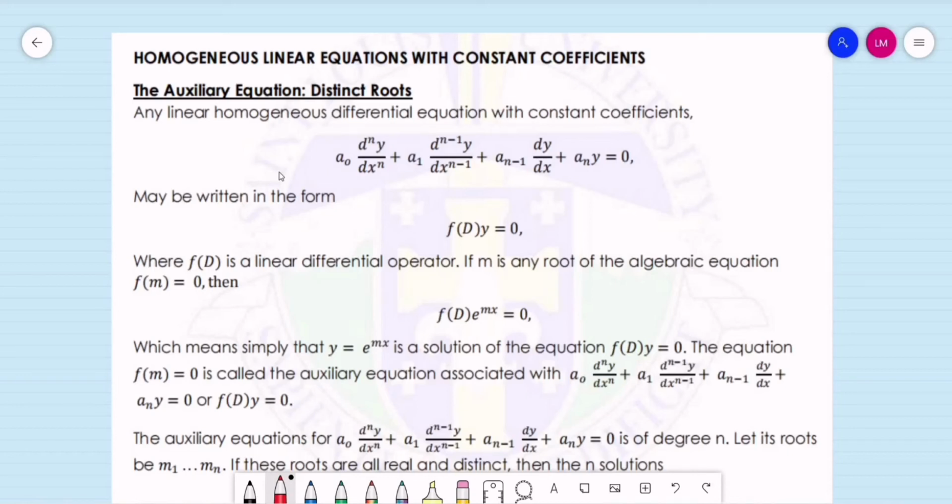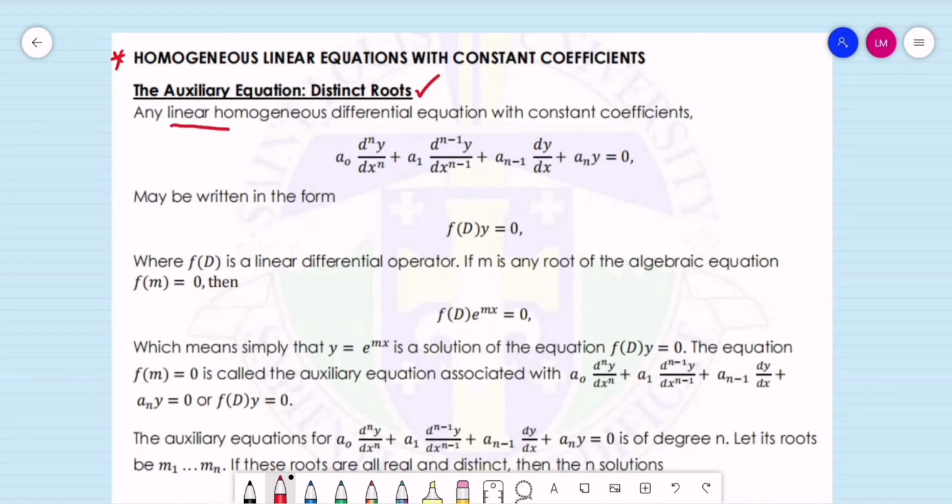Hi, good day. So let's have this topic. This is for the determination of the general solution of homogeneous equations. Let's have this case: homogeneous linear equations with constant coefficients with the auxiliary equation having distinct roots. So we have, I think, three cases for homogeneous linear equations. The first one is distinct roots. Later on, we are to discuss the repeated roots and the imaginary roots.